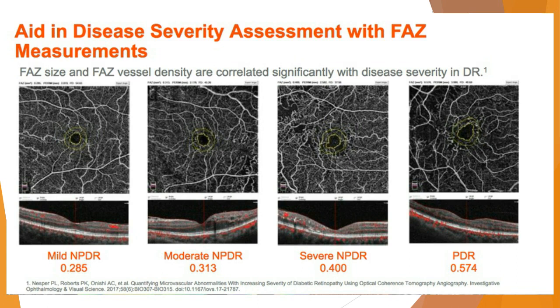It's very interesting. A lot of people ask me, well, how do you grade your diabetes, and do you use fundus exam or do you use this? And I would say that I would probably use a combination. I mean, if I didn't see anything on a fundus exam, but the patient had an FAZ of 0.3, I certainly wouldn't call it mild. I probably would call it somewhere between mild and moderate based on the combination of my findings.